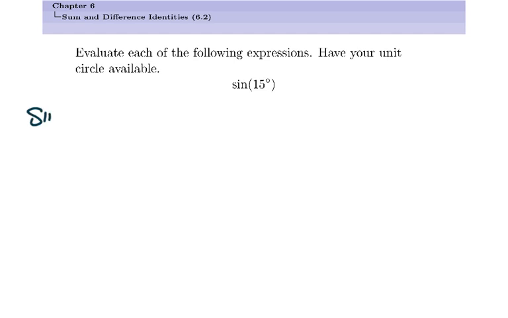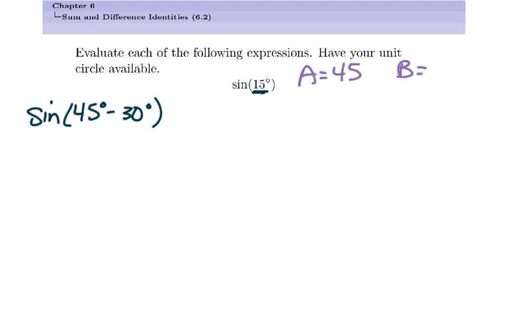Okay, when I tried this problem, I got sine of 45 degrees minus 30 degrees. 45 minus 30 is positive 15 degrees. So I would choose my A value to be 45. I would choose my B value to be 30. And then that must mean I would be taking the difference.